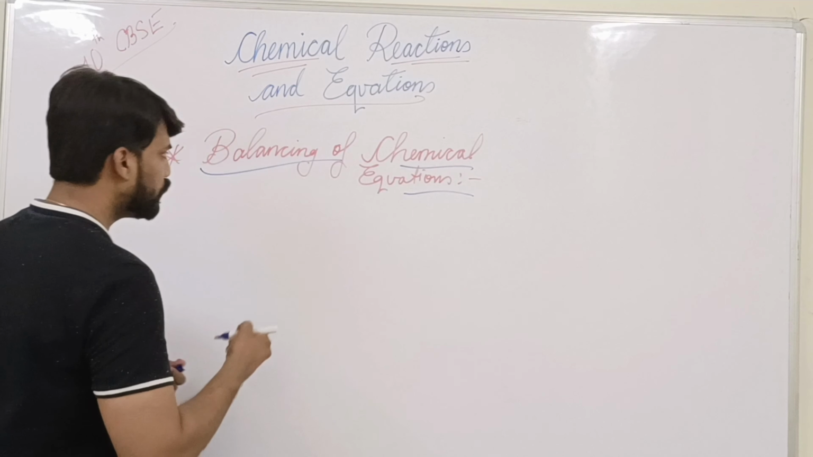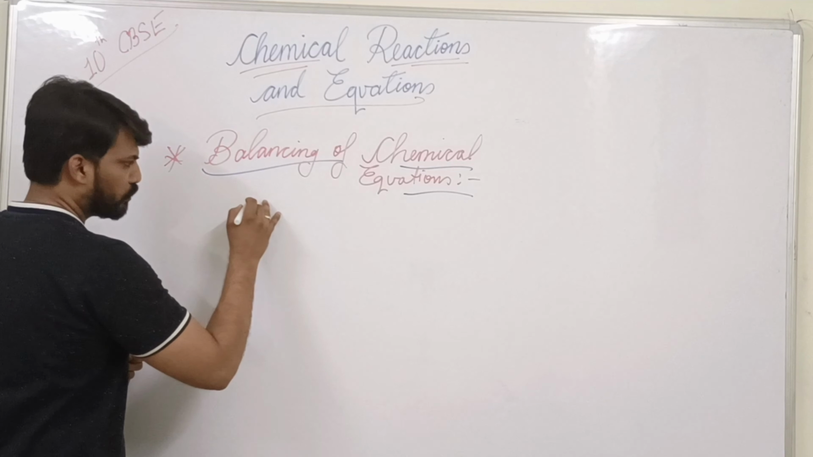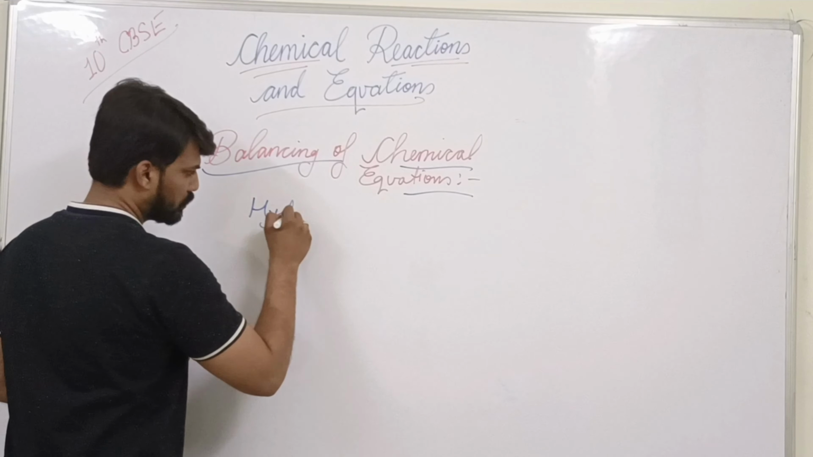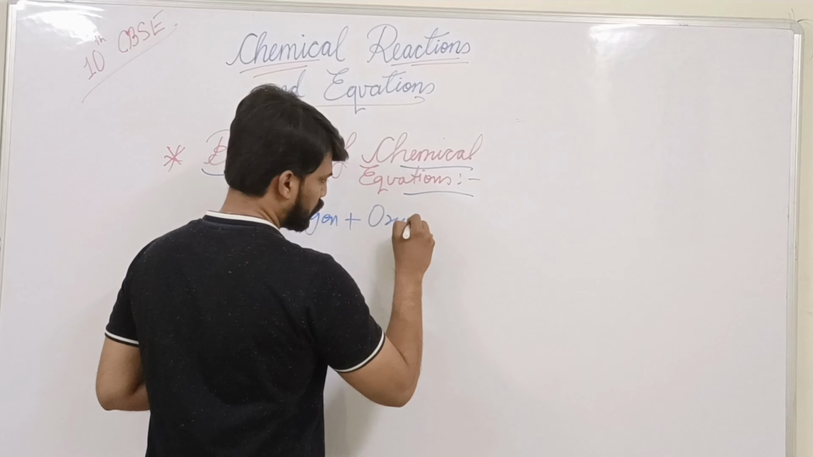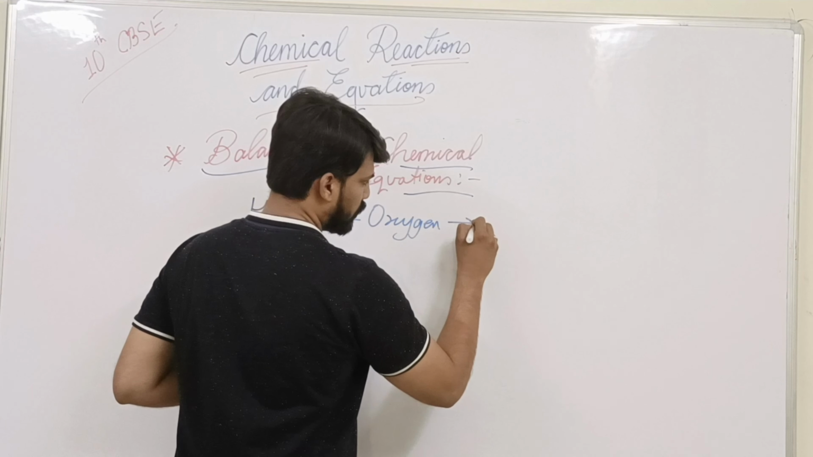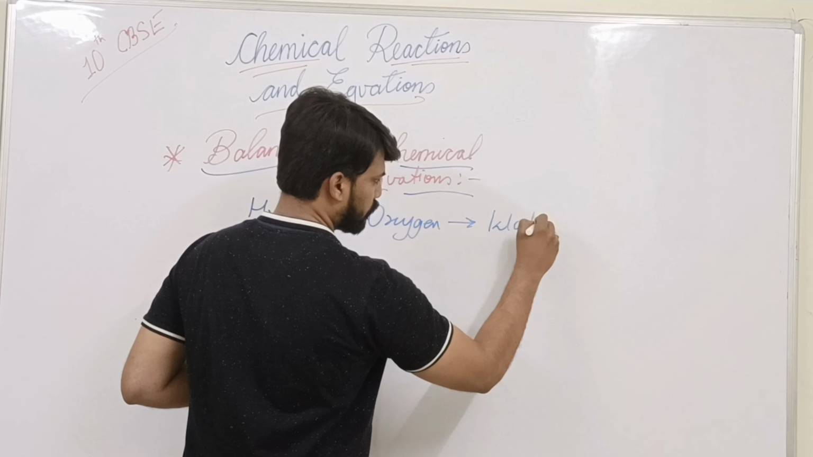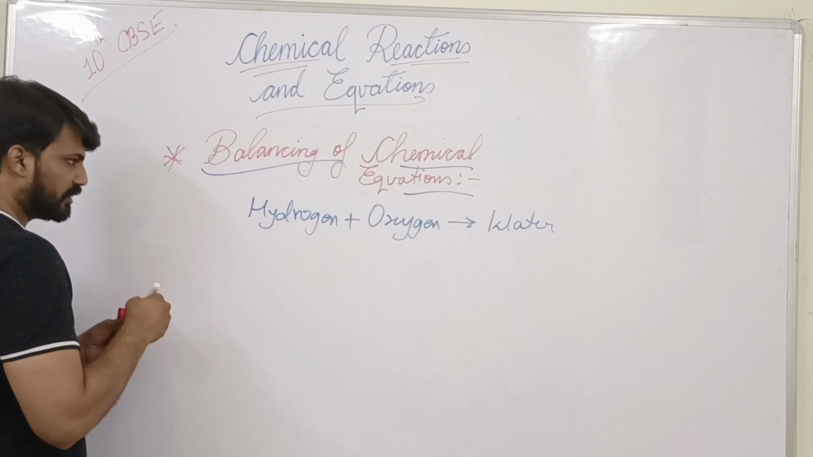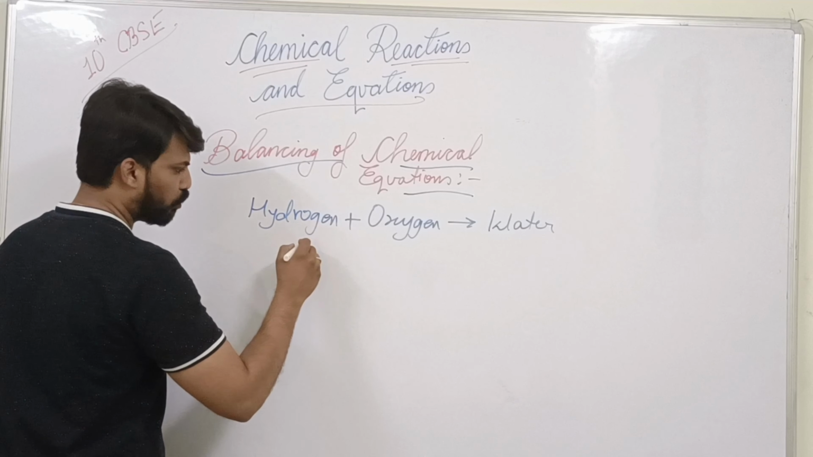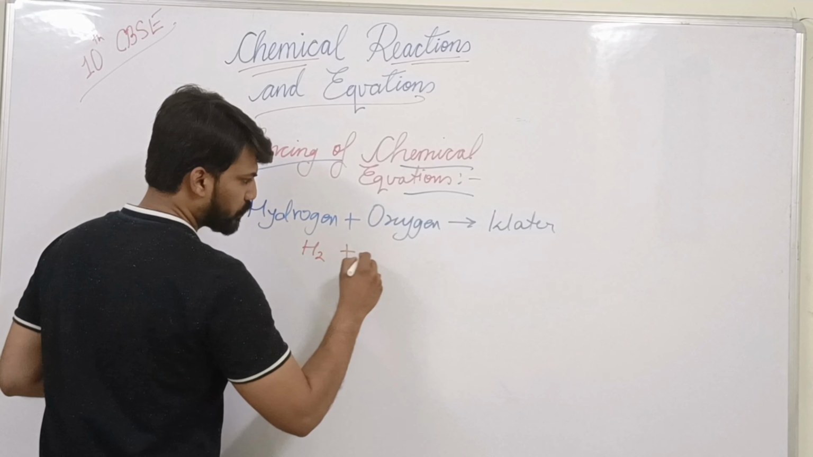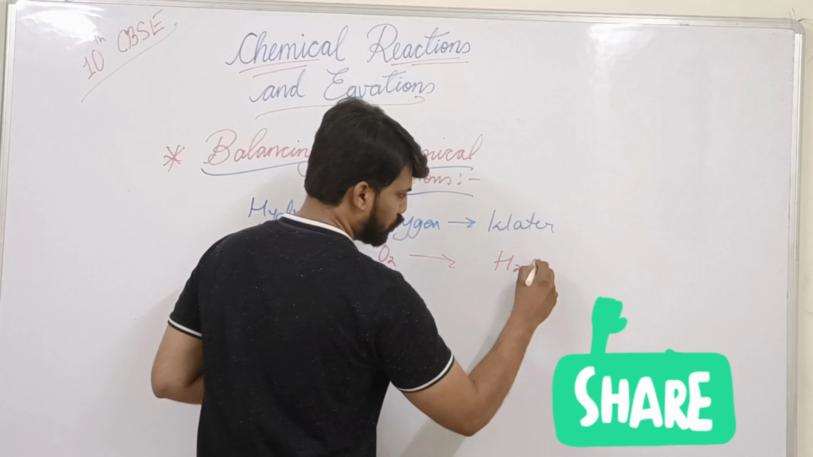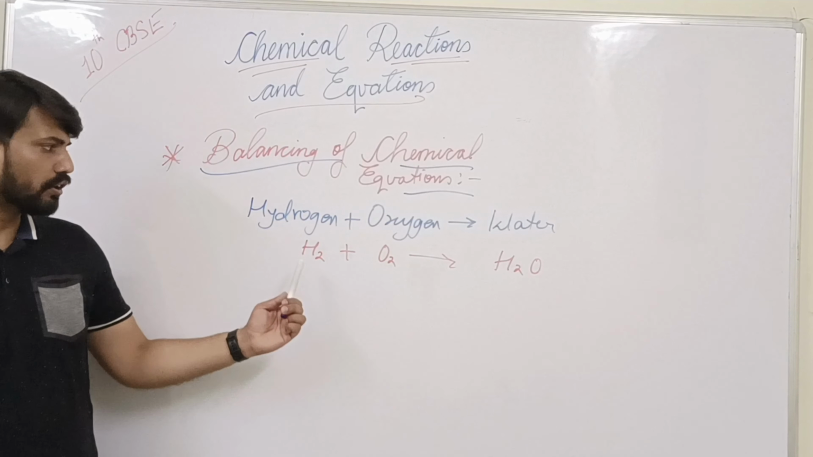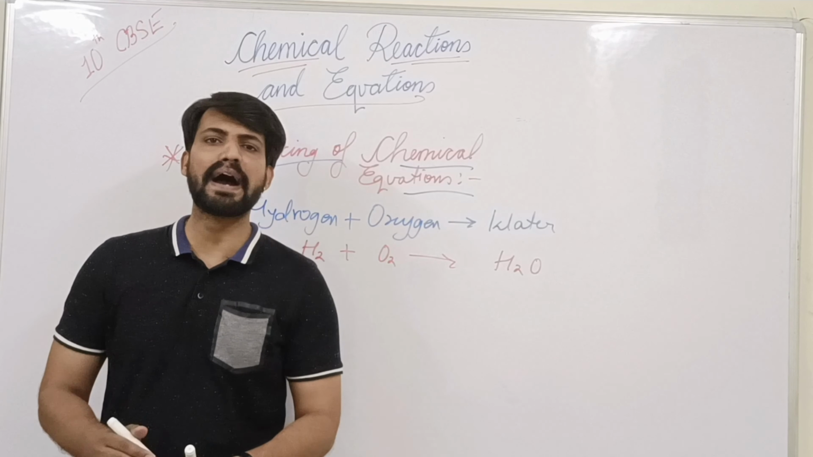Okay. So the example we took previously was hydrogen plus oxygen, we get water. Okay, this was the chemical reaction and the chemical equation was simply H2 plus O2 gives H2O. Okay, now this chemical equation we have to balance.